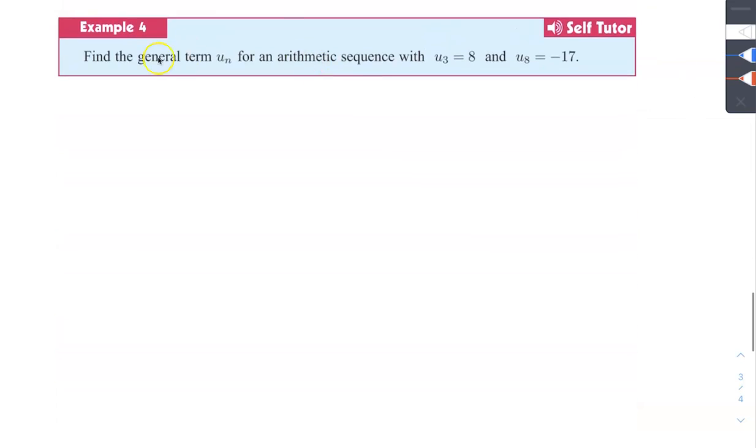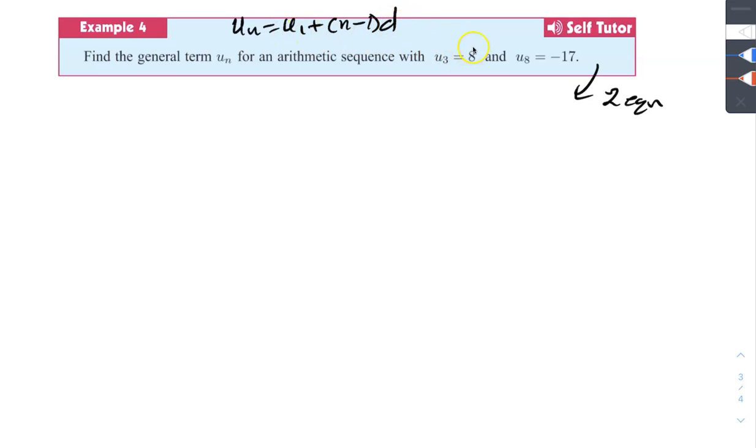Example 4. Find the general term un from an arithmetic sequence with u3 equals 8 and u8 equals negative 17. So we have to write 2 equations. We're going to write one for this guy. Remember the general formula is: un equals u1 plus n minus 1 times d. We don't know what u1 is or what d is.